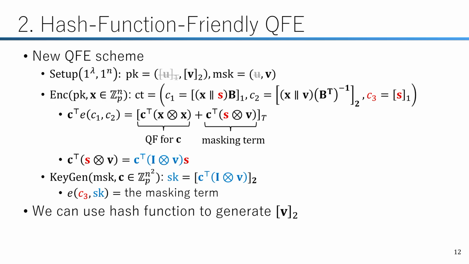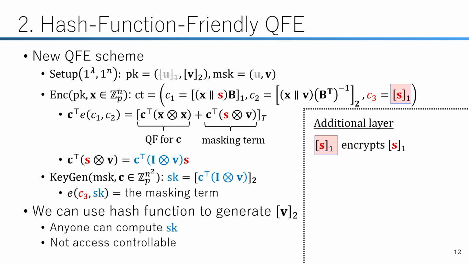But the problem here is that anyone can compute the secret key, because now the secret key does not contain any secret information. And as I mentioned previously, we want to have some access control property by index sets S and T, but this construction does not serve such functionality.